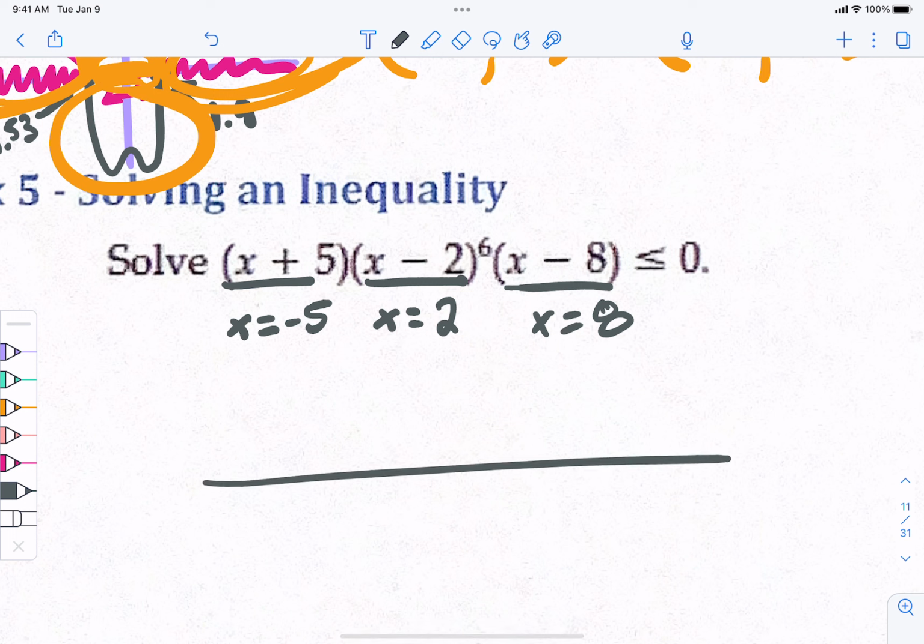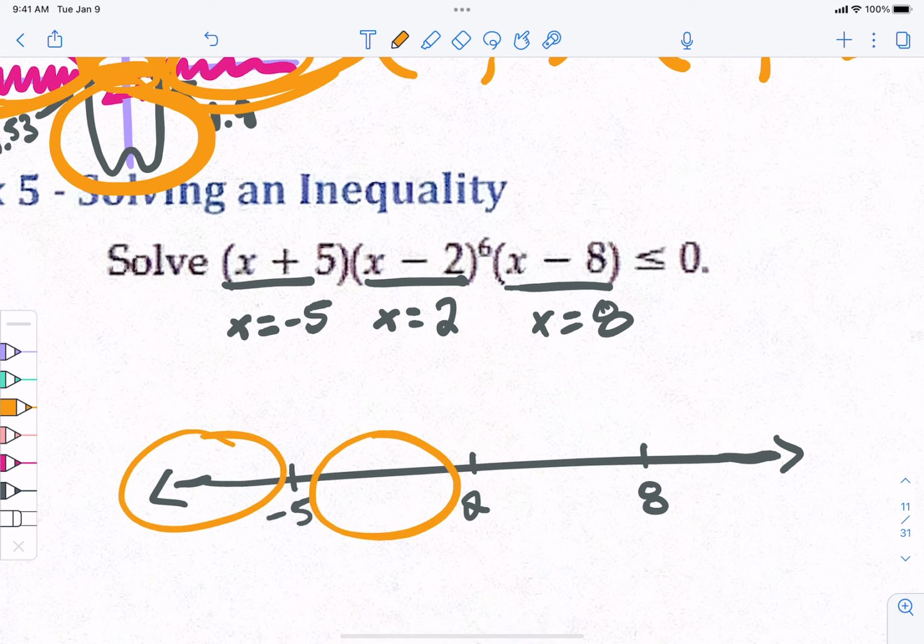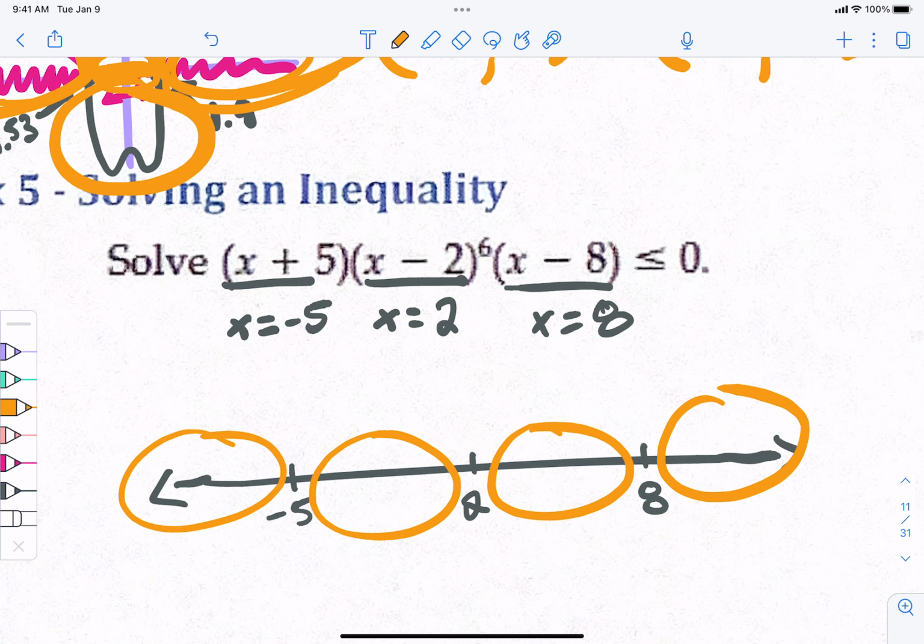All right, here we go. I'm going to put them on a number line, and they are in order. Make sure you put them in order. So negative 5, 2, and 8. What we're going to do is look at our intervals. How many intervals do I have to test? 4. If I have 3 critical numbers, I have 4 chunks: 1, 2, 3, 4.